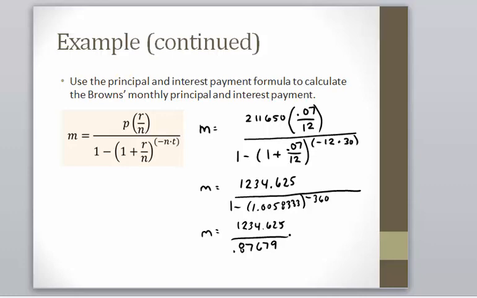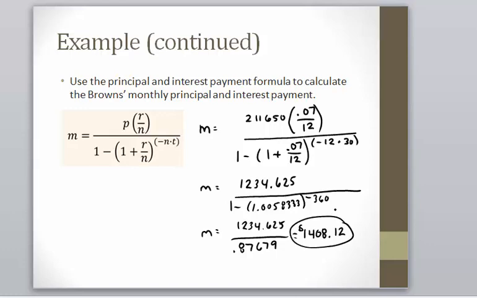So 1,234.625 divided by 0.87679 is going to give me 1408. And I get 0.11939, which I would round to 12 cents.